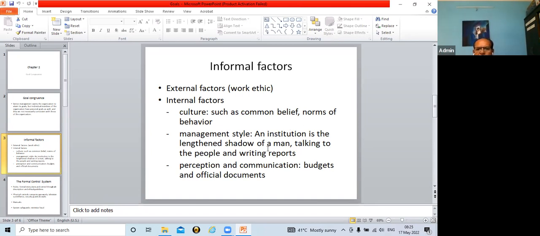An institution is the lengthened shadow of a man. A person who is leading that company, his shadow reflects in the company. Suppose a Gujarati entrepreneur is leading that company, his shadow reflects in his company. Then talking to people and writing reports, there is also a difference when they communicate with their employees. So the communication is also different.